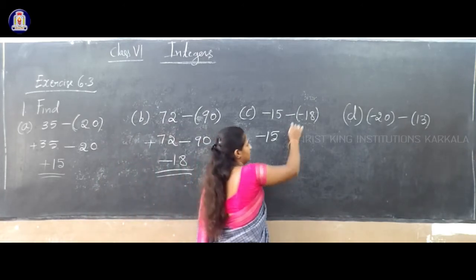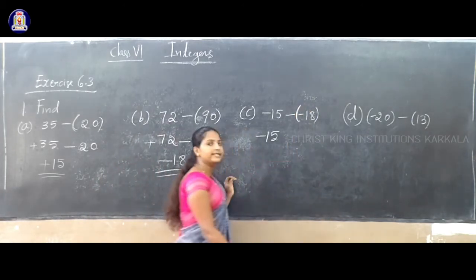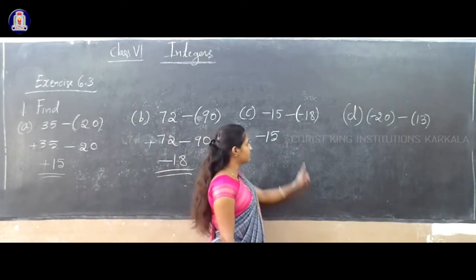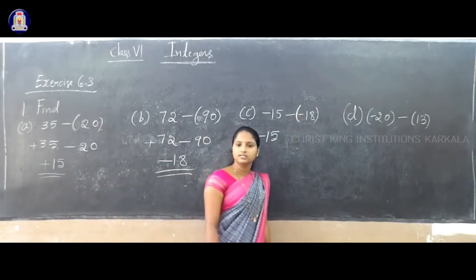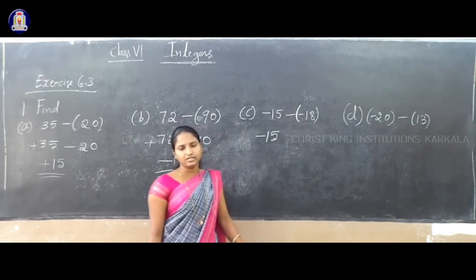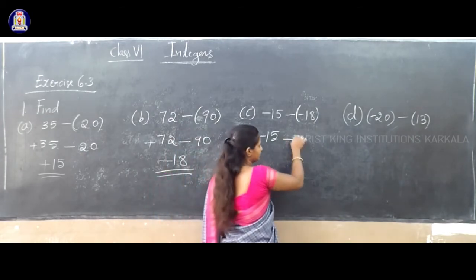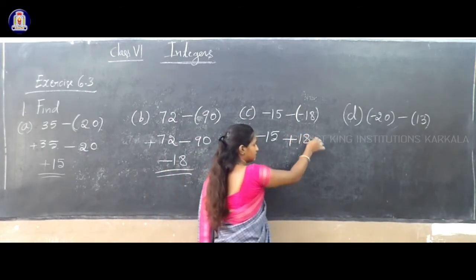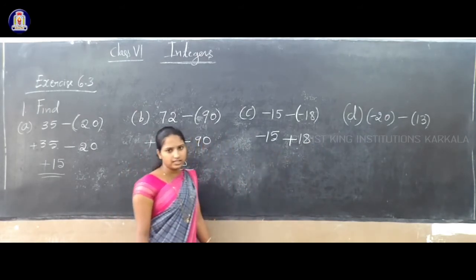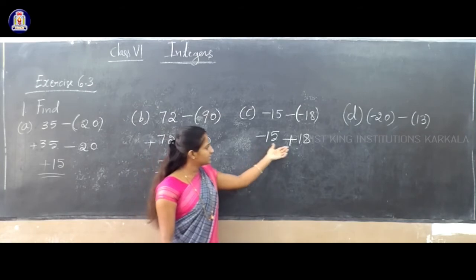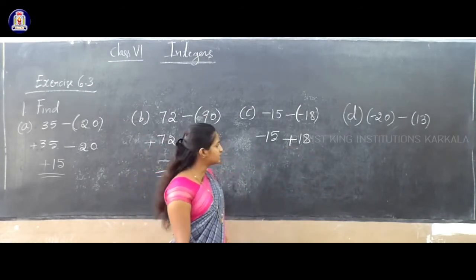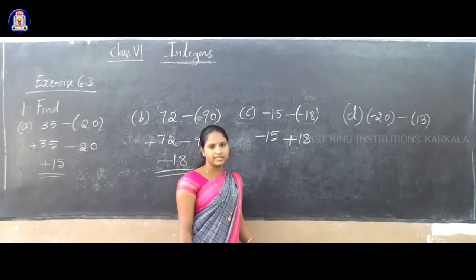And next, see, the minus 18 is inside the bracket. How to remove this bracket? Just multiply the signs. Okay? If you multiply minus into minus, what is minus into minus? Minus into minus is plus, and the number is 18. So next, again you have to simplify these integers. How to simplify? Minus 15 plus 18. See the sign? Here it is minus, here it is plus.